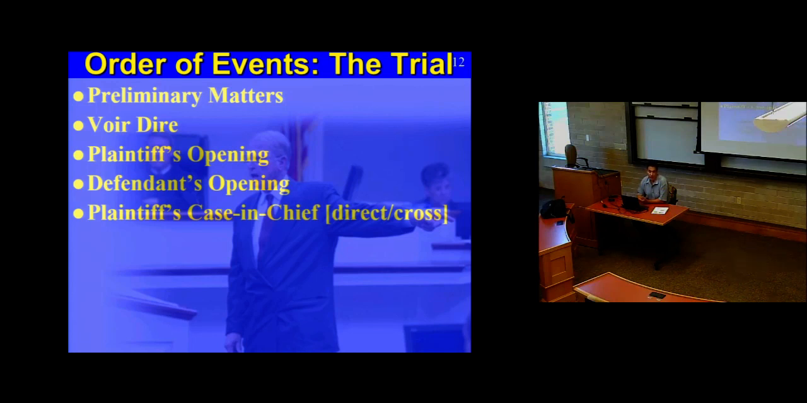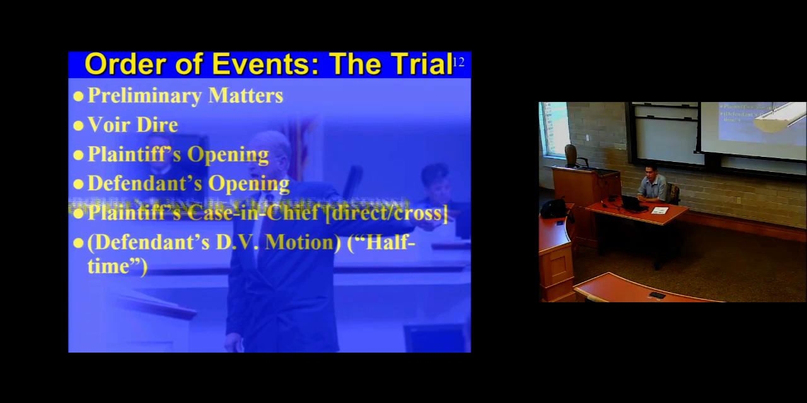Now, it is possible that the defendant could later call a witness if it wants to go beyond the scope of the direct examination. But we'll be done with the plaintiff's case in chief. At that point, in a civil case, the defendant can file a directed verdict motion. If you're in federal court, it would be a motion for judgment as a matter of law. This is sometimes referred to as halftime. If it's denied, the case goes on. If it's granted, then the case is stopped and the defendant never has to put on their case in chief.